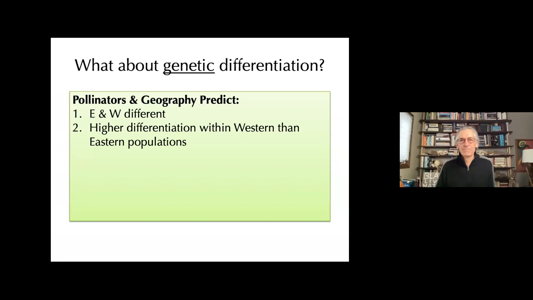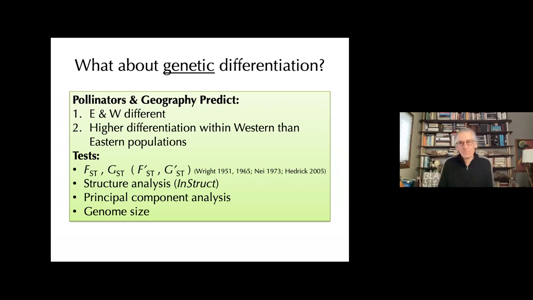So what about genetic differentiation? I would say that pollinators and geography would predict that east and west are different because there are different pollinators and different geography. And because of geography, there should be higher differentiation within western than within eastern populations. We can test this in a number of ways.